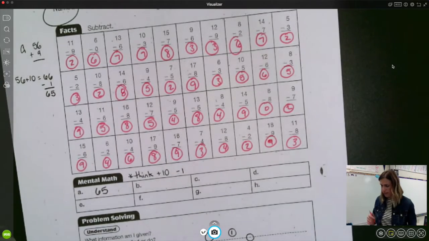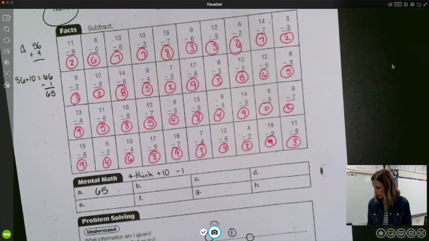Counting today, we're counting by fives from 5 to 100. Let's do it together. 5, 10, 15, 20, 25, 30, 35, 40, 45, 50, 55, 60, 65, 70, 75, 80, 85, 90, 95, 100. Excellent.